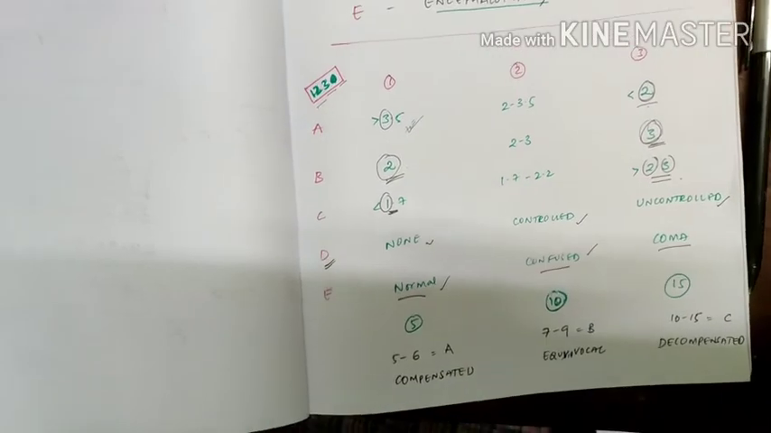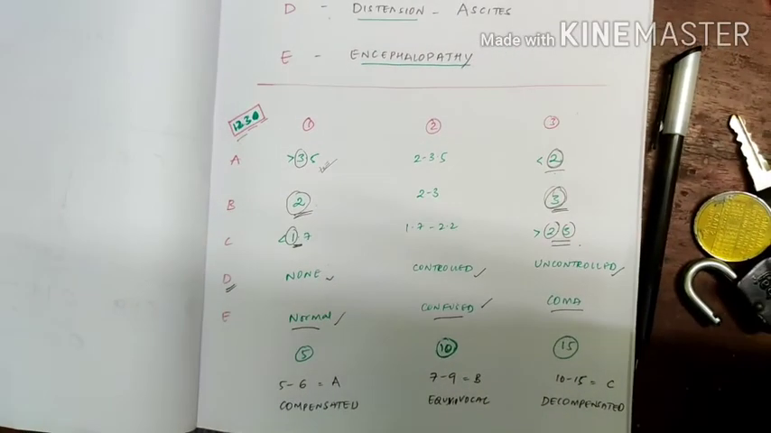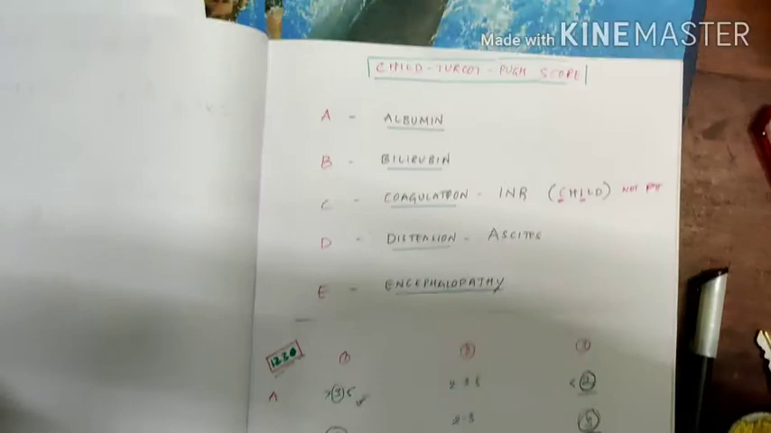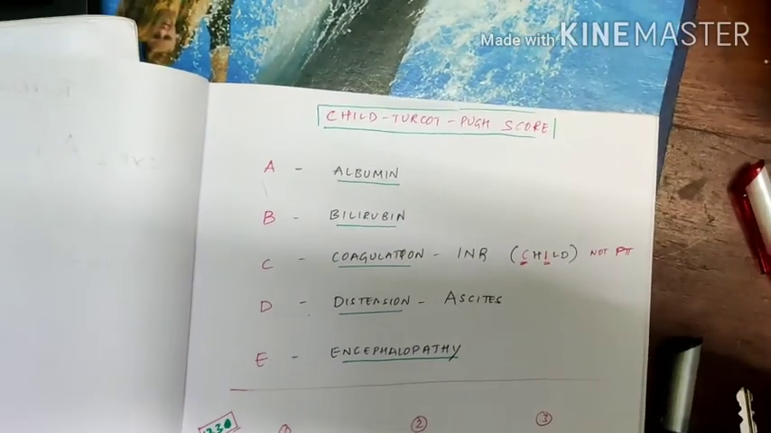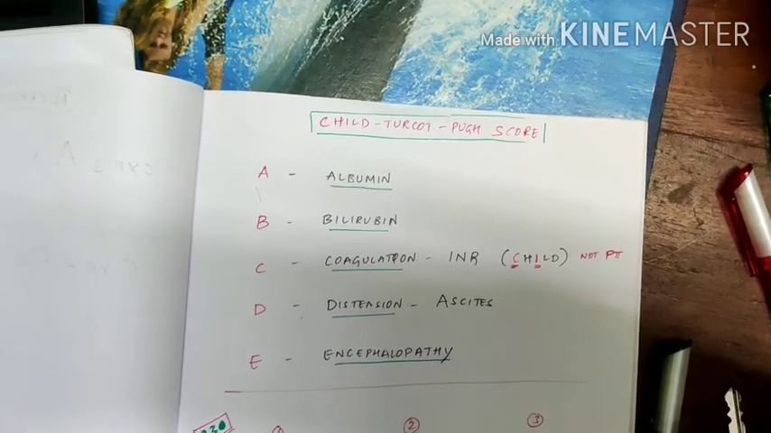This is the very simple Child-Turcotte-Pugh score, but yet it is a very important area for NEET and AIIMS. I just want to rebrush it. A for albumin, B for bilirubin, C for INR, D for distension, E for encephalopathy.